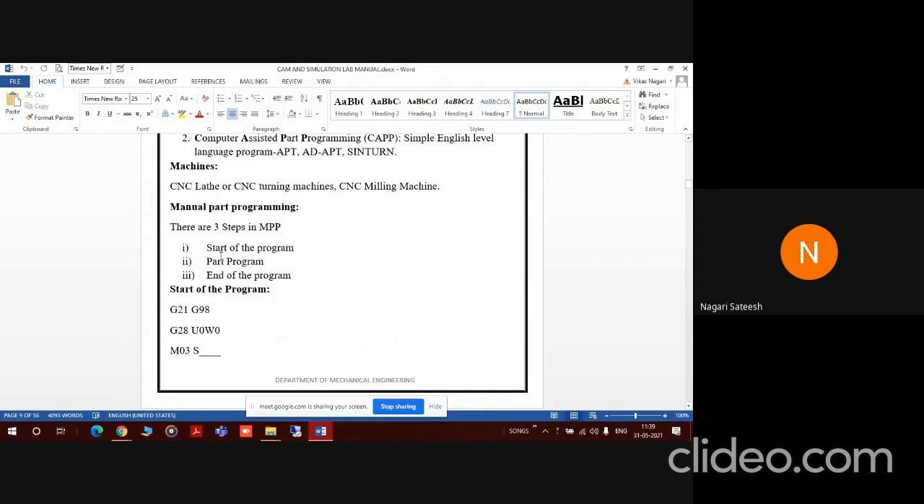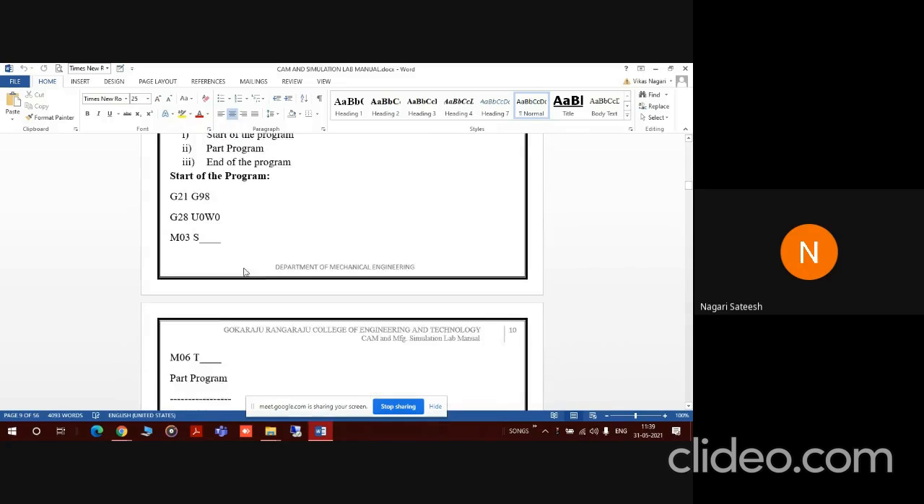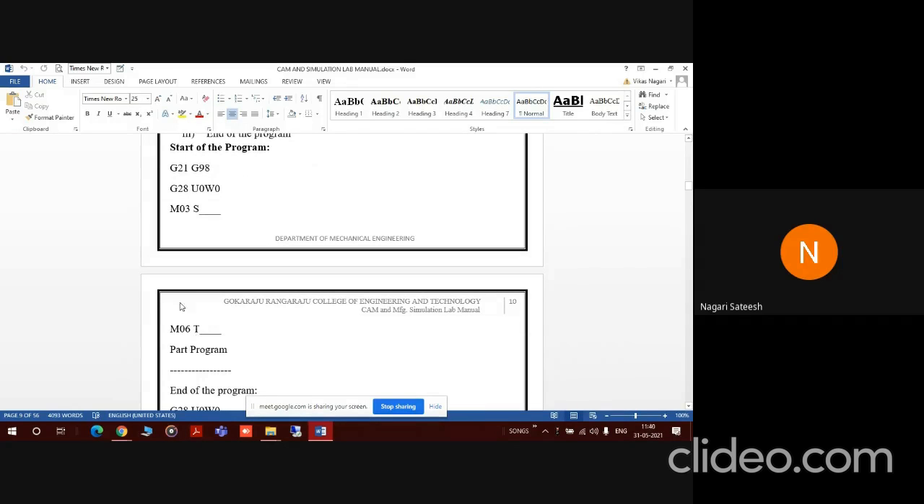There are three steps in writing the programs. One is the start of the program, next is the main part of the program, and the end of the program. At the beginning you write the start of the program, at the end you write the end of the program, and in the middle you write the main part program.